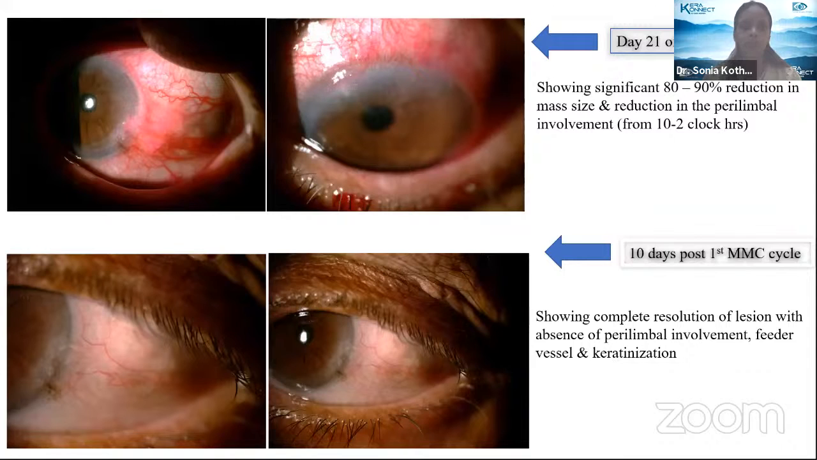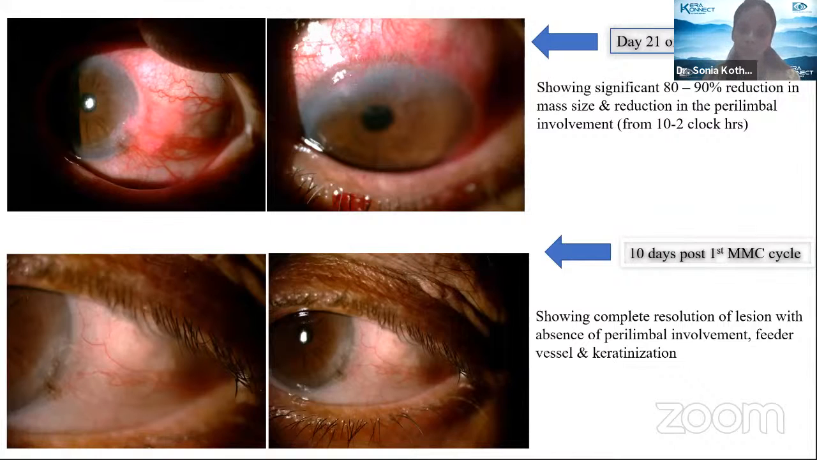Next slide, please. So we continued the mitomycin because the response to the treatment was really good. And on day 21 of the first MMC cycle, we saw that there was a significant reduction, almost 80 to 90% of the tumor mass has reduced in size, and there was a simultaneous reduction in the perilimbal involvement also. From 10 to 2 o'clock, almost the limbus had completely resolved. So we completed the first cycle.